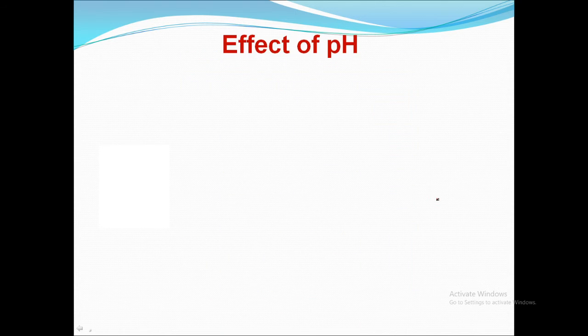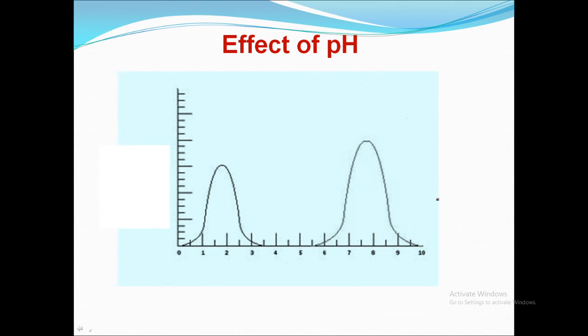Then the next thing we understand is the effect of pH. Similarly, as with temperature, most of the enzymes are active at neutral pH, and that neutral pH is in and around 7 to 8. There are some exceptional enzymes which are activated in highly acidic or highly basic conditions.